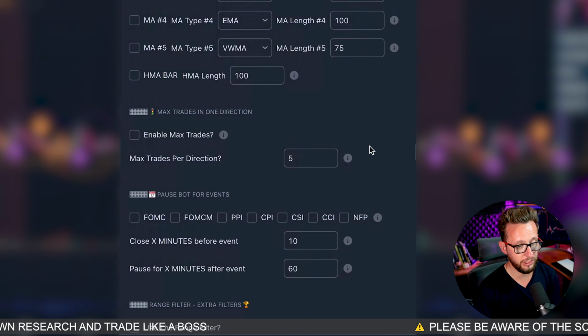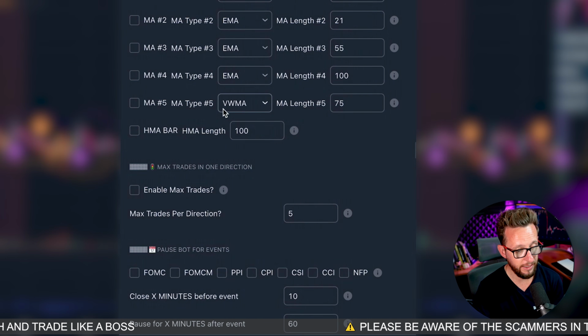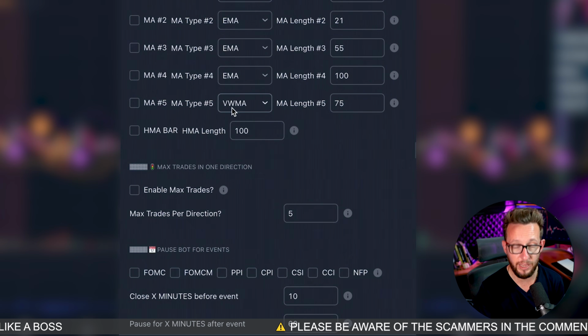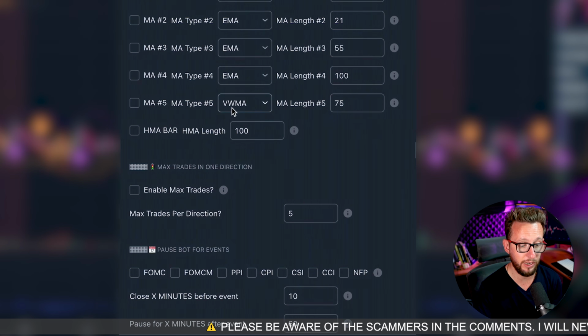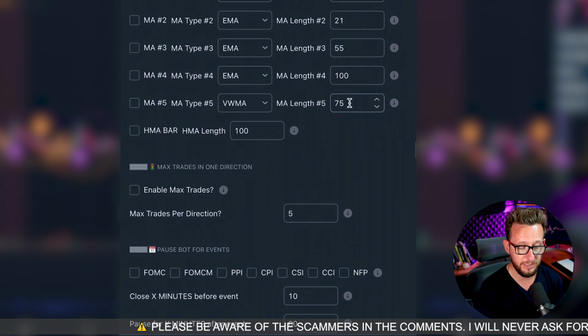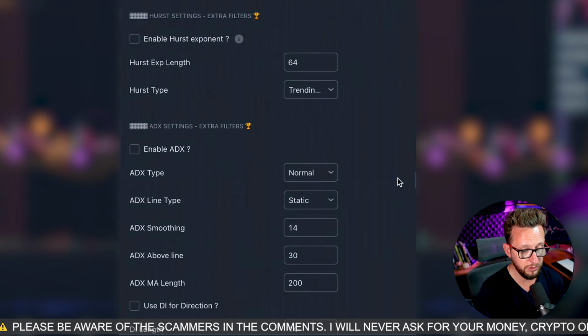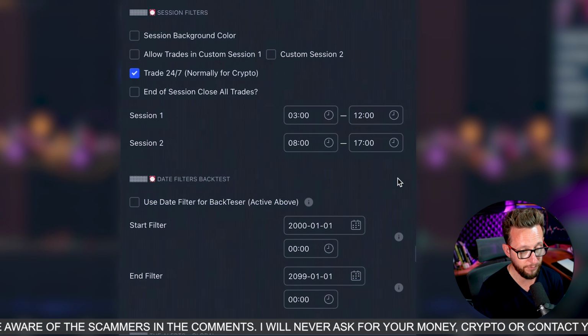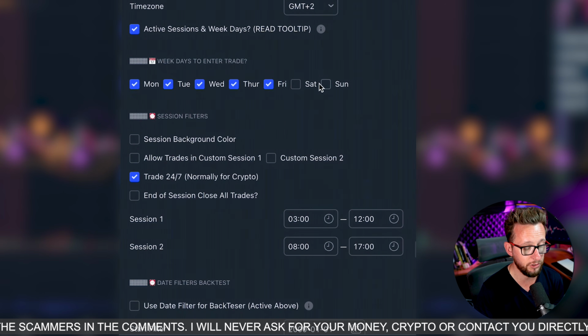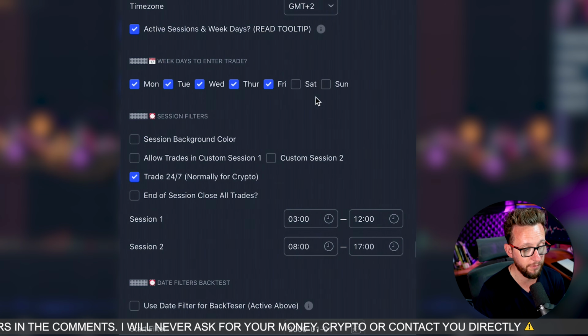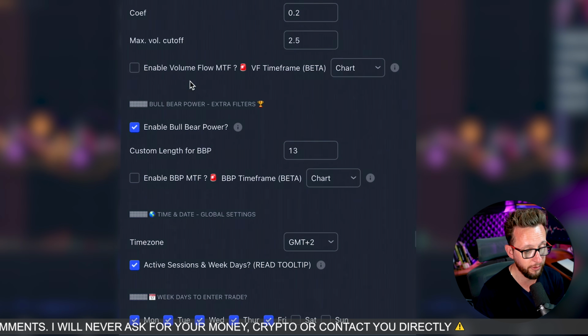I've only changed a couple of things. I changed the trend direction to a volume weighted moving average instead, on a length of 75. That seemed to give me the best trading setups here. If I continue down, I also removed Friday and Saturday from the trading strategy because I don't like trading over the weekend. They seem to lose a lot on the crypto itself.